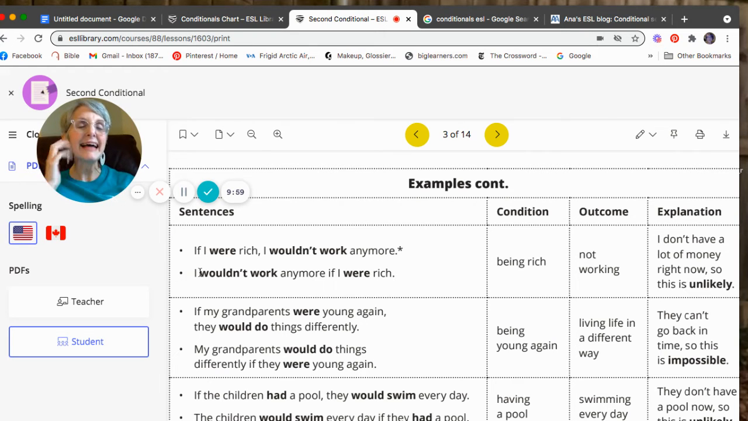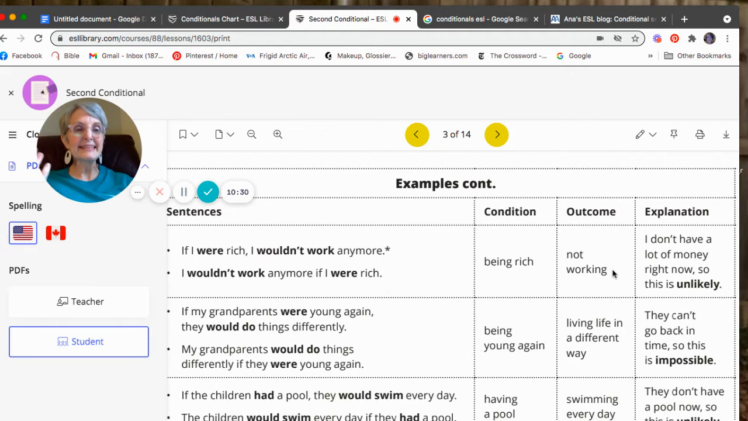So if that sounds a little strange to your hearing in your normal use of English, it's fine if you say was. That's not incorrect, okay? But you will hear people say were probably more frequently. If I were rich, I wouldn't work anymore. So the condition was being rich. And the outcome, what might happen if that was true, would be not working.